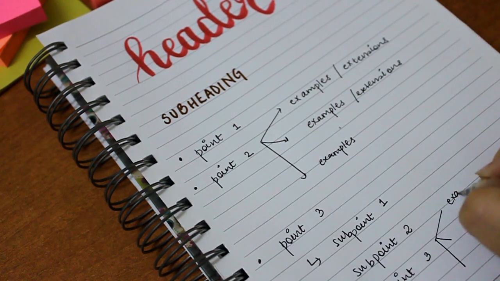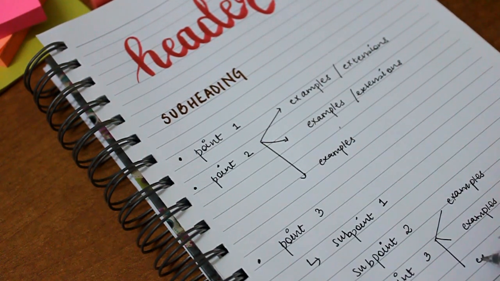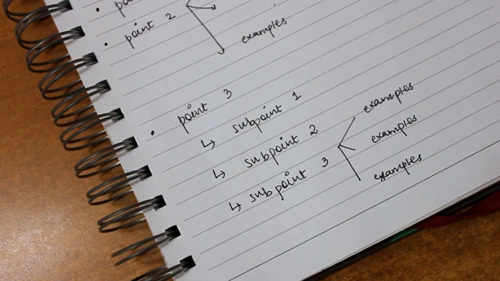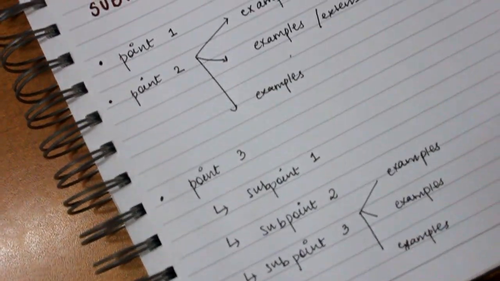I make my subpoints using downward arrows indented a little towards the right to help me differentiate them from the main point, which is in bullet form.